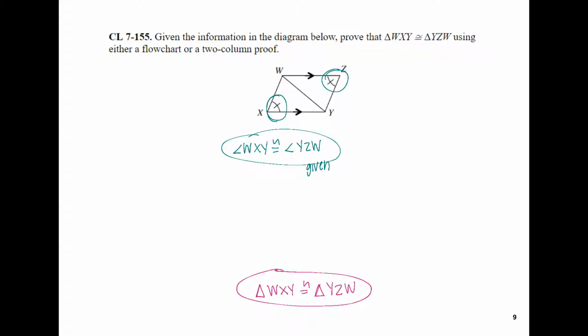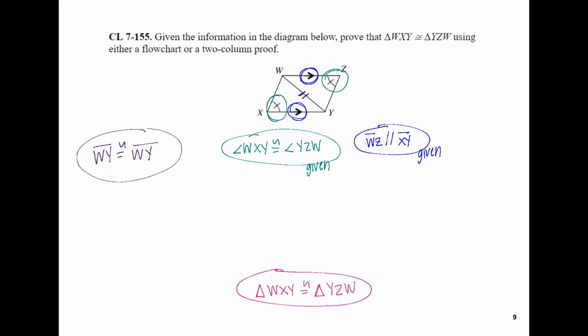I also am given that line segment WZ is parallel to line segment XY. So that was also given from our picture. Looking at my picture, I recognize that WY is a shared side, so I can say that WY is congruent to WY based upon the reflexive property.